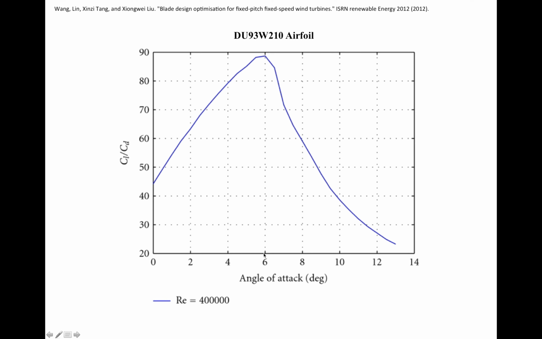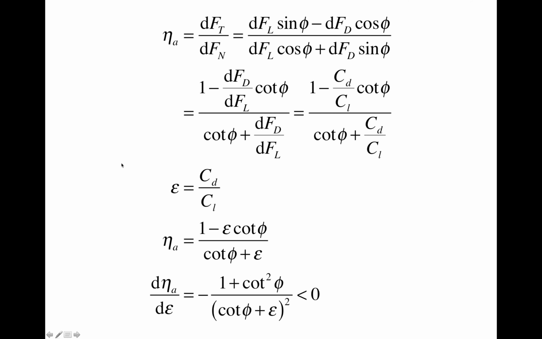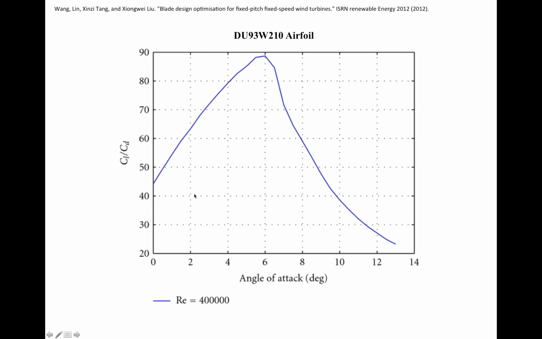At about 6 degrees angle of attack, we achieve a maximum for CL over CD, which means we achieve a minimum for CD over CL. So the minimum CD over CL is at the angle of attack alpha equals 6 degrees. If we are using this airfoil as the cross-section for the blades, we would like to keep the angle of attack at 6 degrees along the blade, which requires us to change the twist angle along the blade, because phi keeps changing.